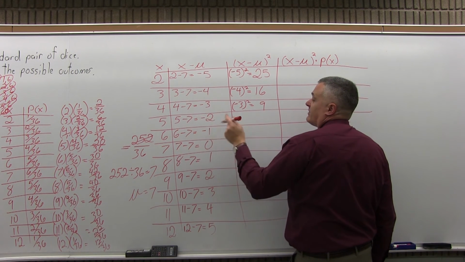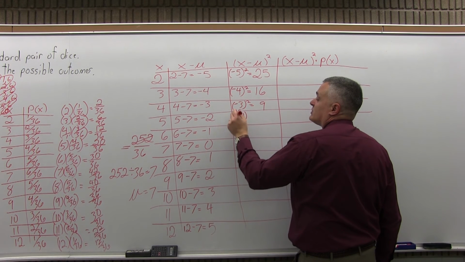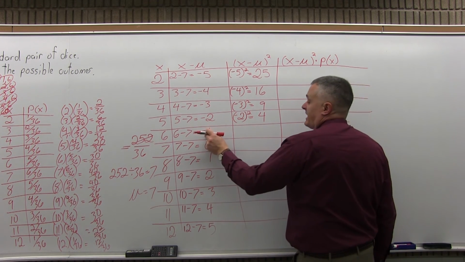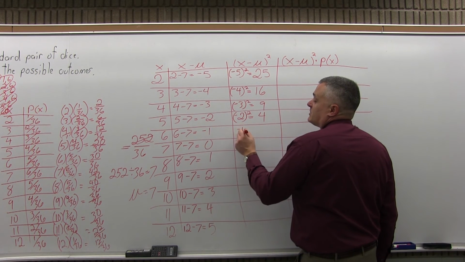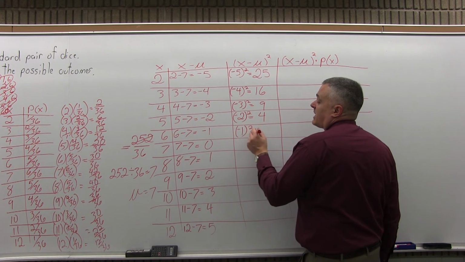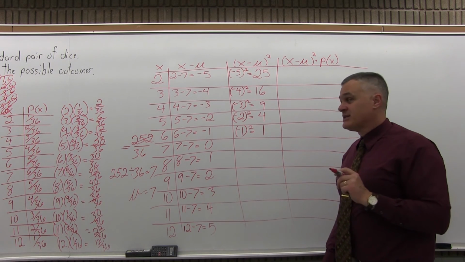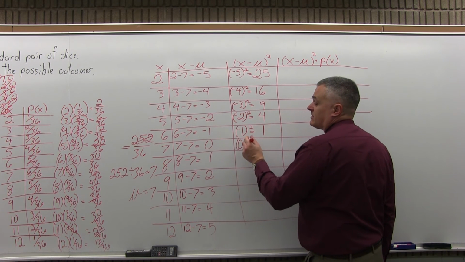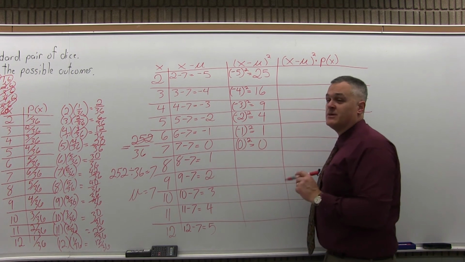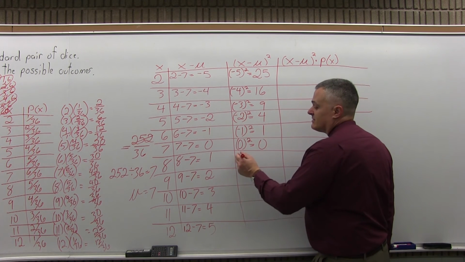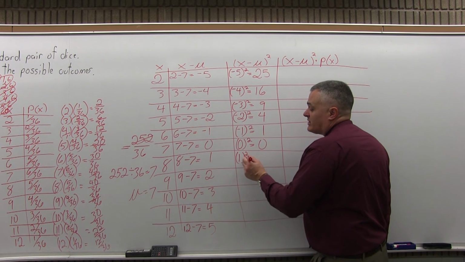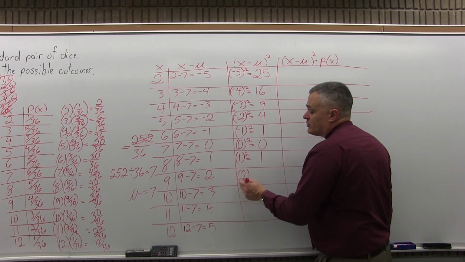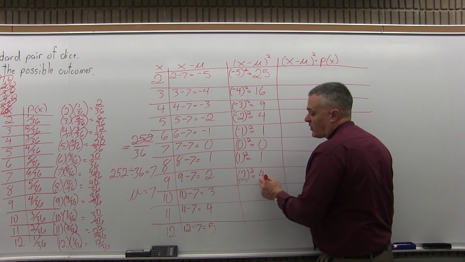The next row down, x minus mu is negative 2. So negative 2 second power. Negative 2 times negative 2 is 4. The next row down, x minus mu was negative 1. Negative 1 second power. Negative 1 times negative 1 is positive 1. Then the next row down, x minus mu was 0. So 0 second power, 0 times 0 is 0. That's pretty easy. Then x minus mu was 1. So 1 second power, 1 times 1 is 1. Then next x minus mu was 2. So 2 second power, 2 times 2 is 4.